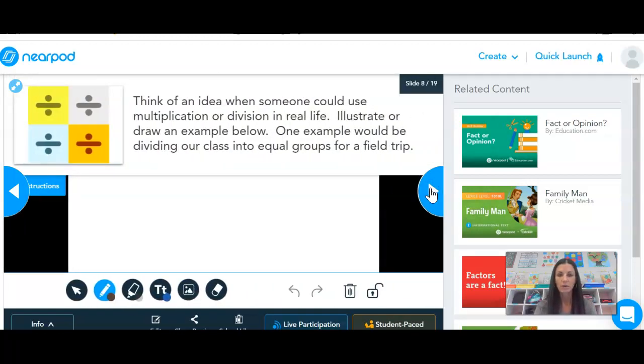So let's think of an idea when someone could use multiplication or division in real life. Illustrate, which means draw, an example below. So this is our drawing board activity. One example would be dividing our class into equal groups for a field trip. So go ahead and draw an example for me.